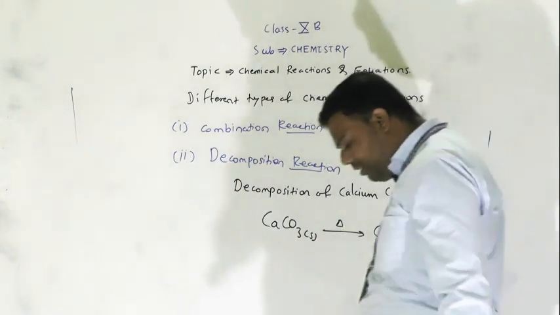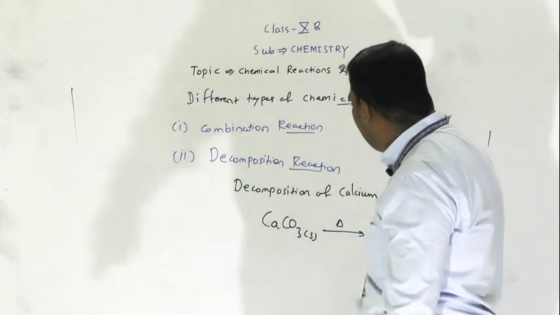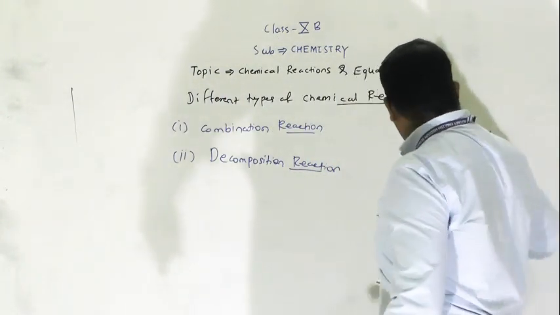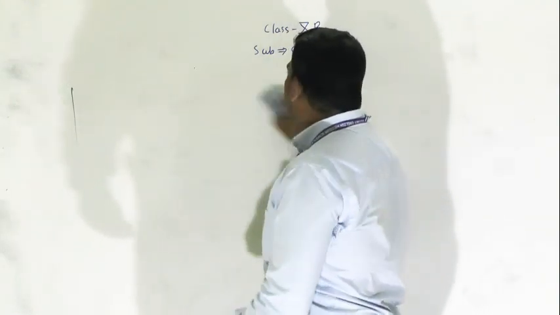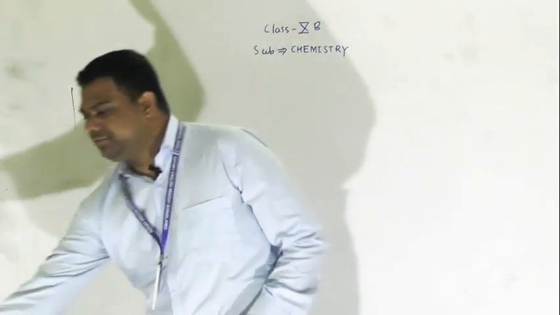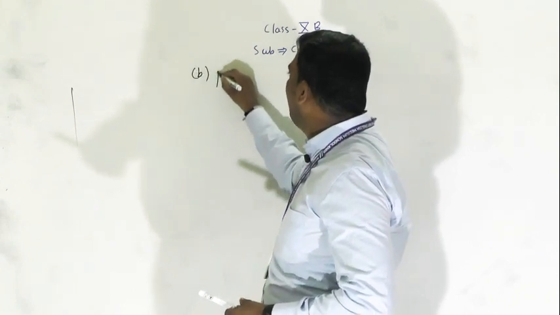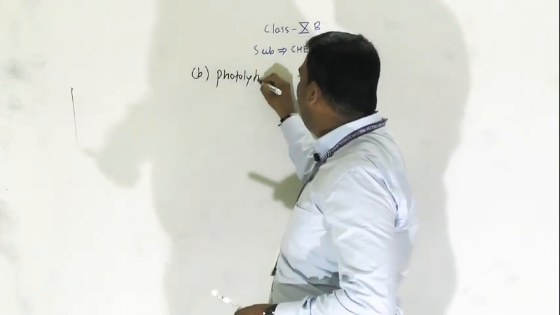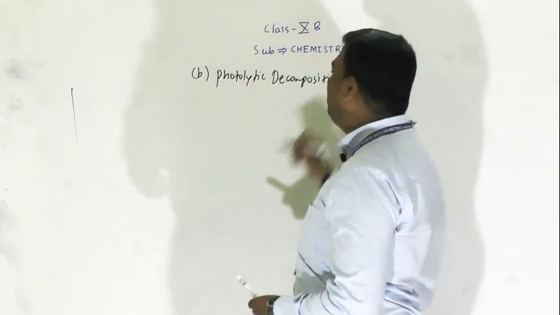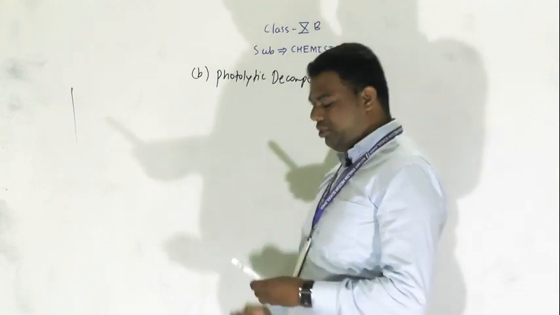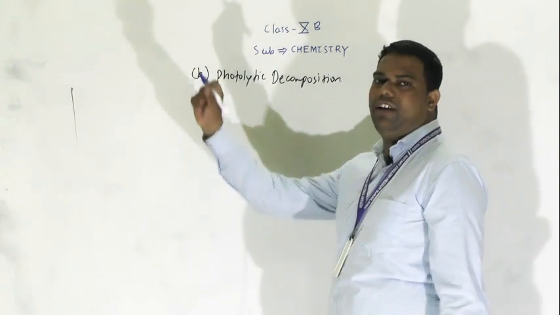Okay, now we will see photolytic decomposition, or we can say decomposition in the presence of light. So how will your reaction occur in the presence of light? So see here, small b, photolytic decomposition. So in photolytic decomposition, reaction means reaction in the presence of light, or we can say h nu.